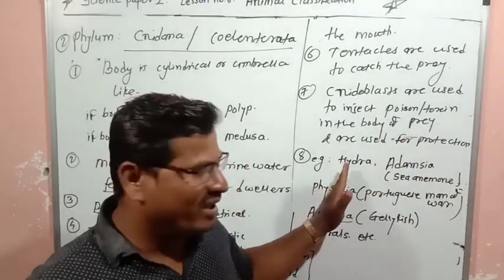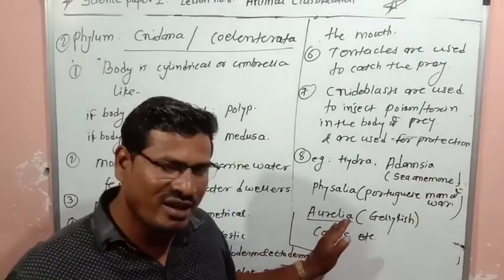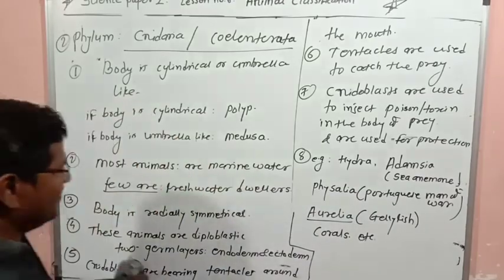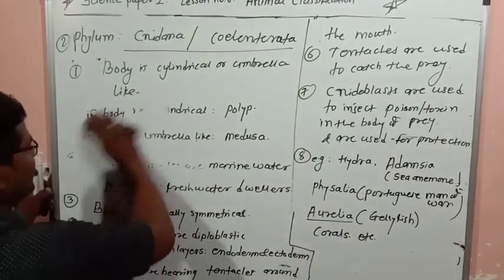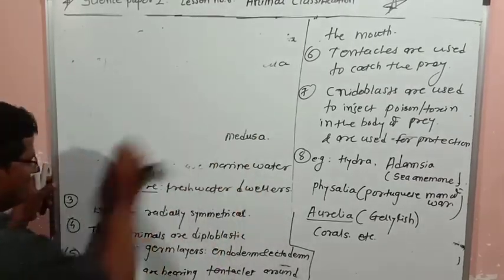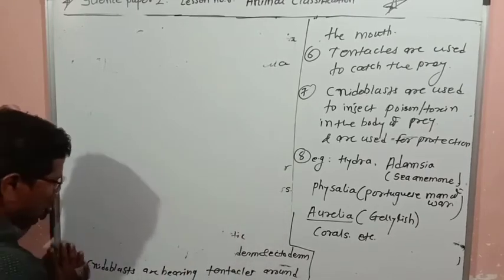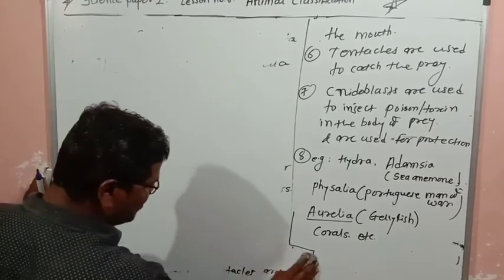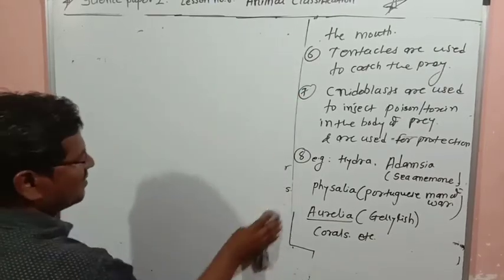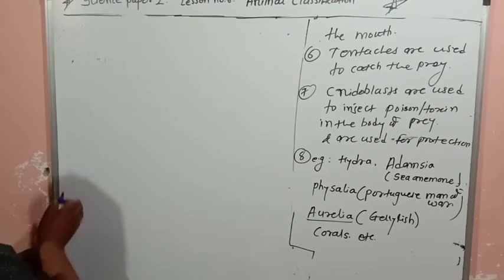Examples are Hydra, Adamsia, Physalia, Aurelia, and corals. And we will draw only the diagram of Hydra. So what type of diagram is there in case of hydra? We studied hydra in lesson number 3, asexual reproduction, in which we saw hydra budding.